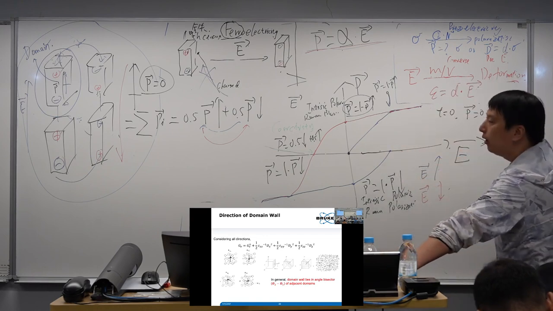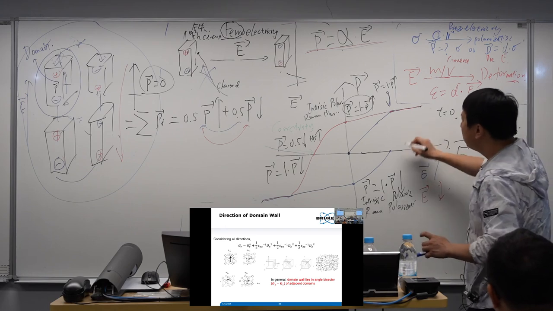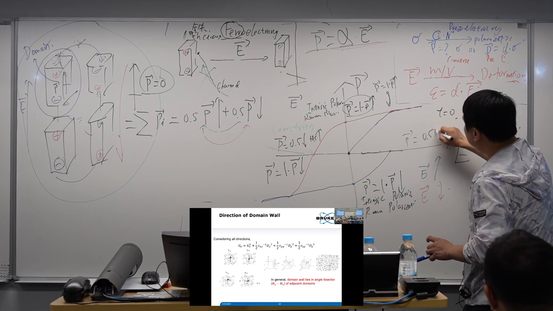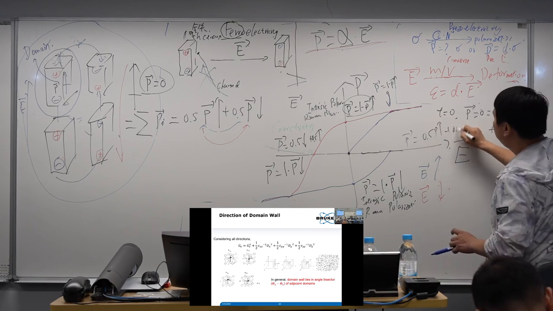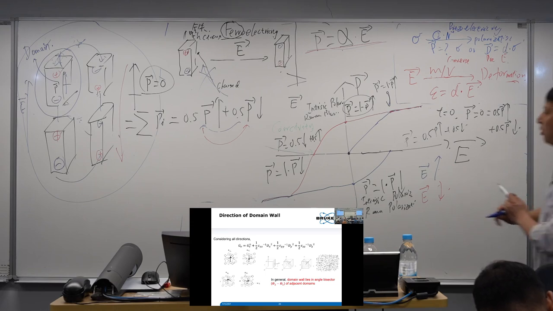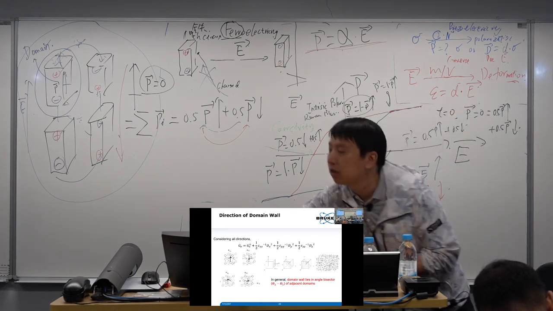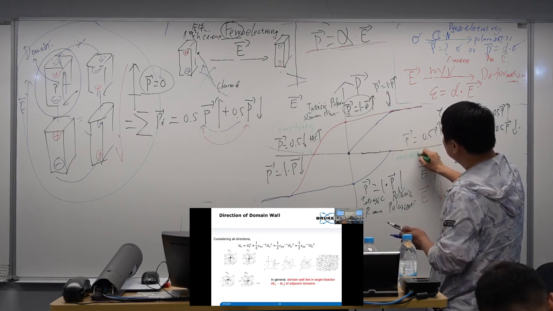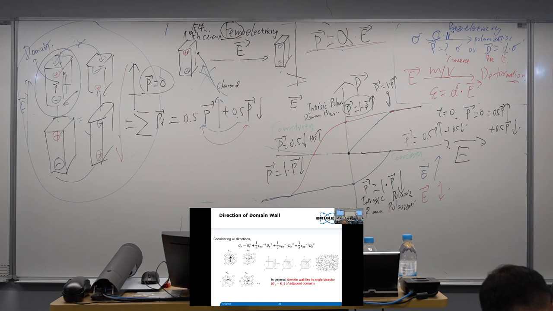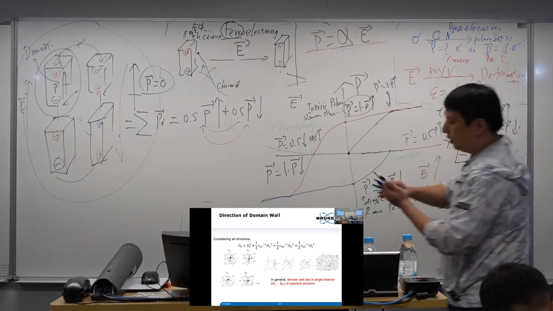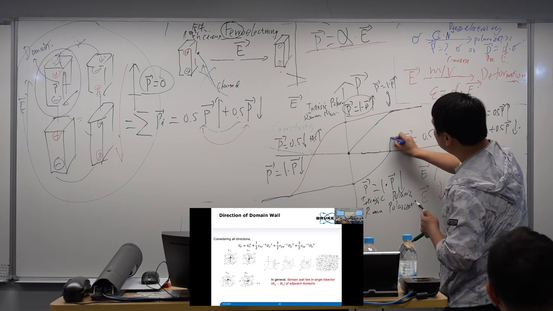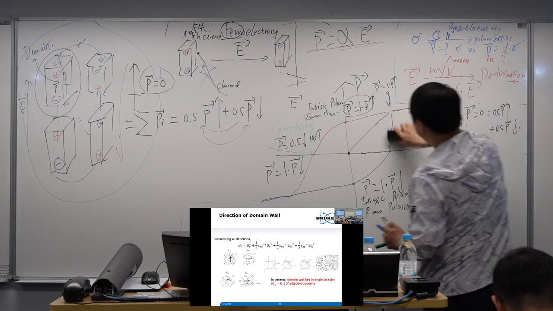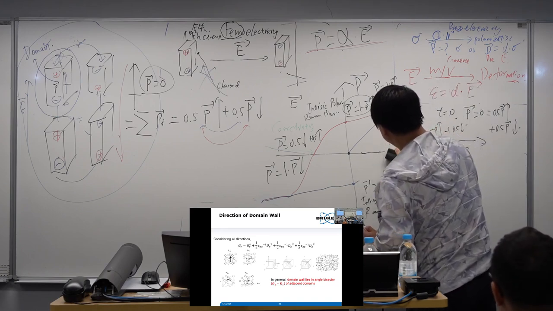At this point, the polarization goes back to half facing up, half facing down. So this is another coercivity, right? And the total polarization will be 0. So, and then we continuously go to this point. Sorry, it's so ugly. I'll make it beautiful.